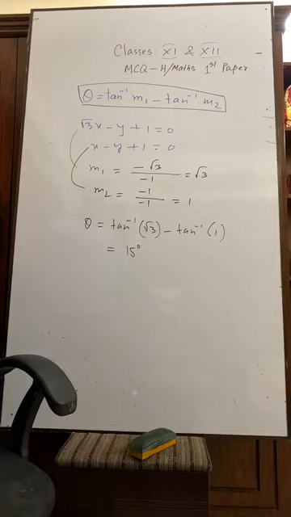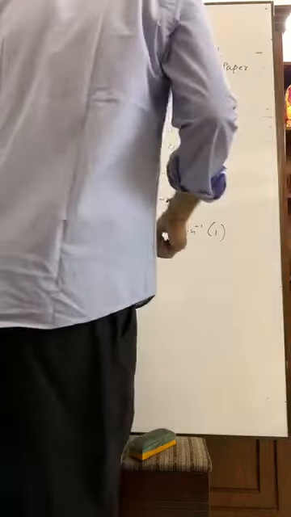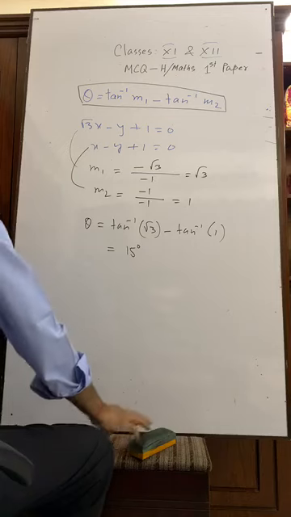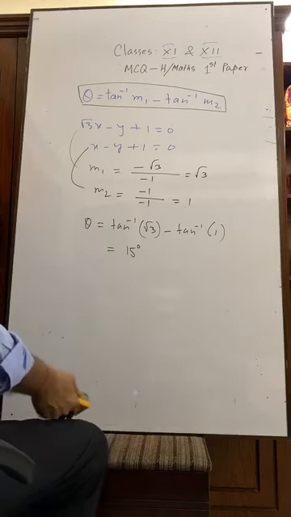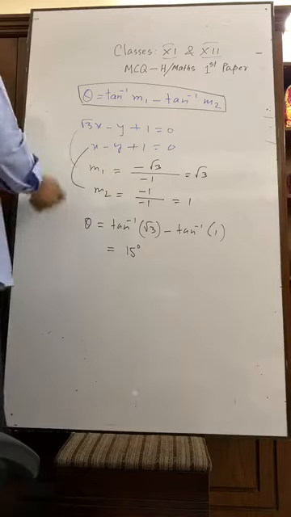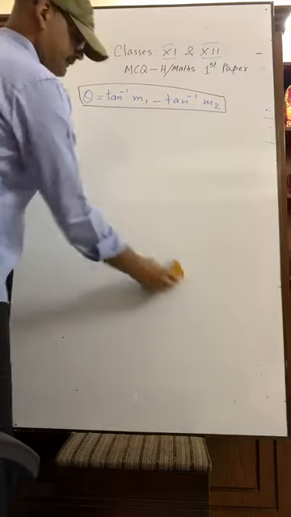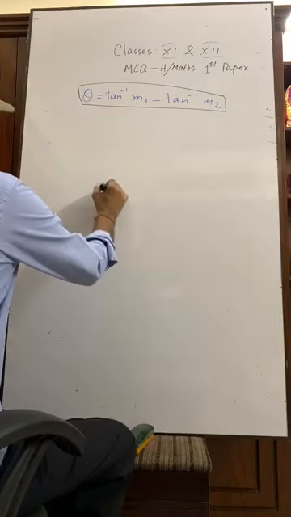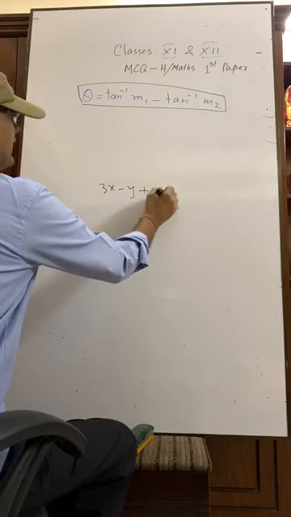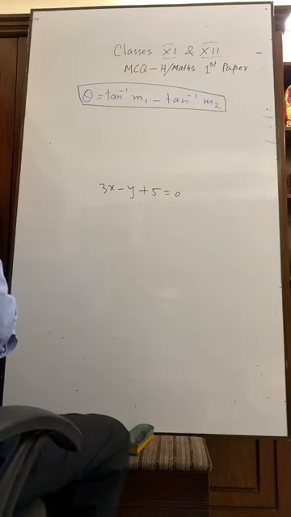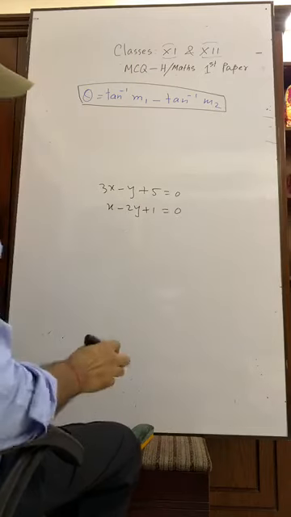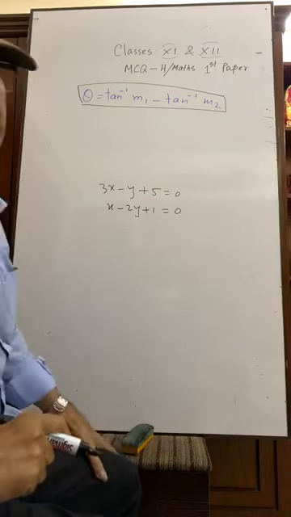Okay, next, it is your turn to find the angle between two straight lines. Find out, what is the angle between these: 3x minus y plus 5 equals 0 and x minus 2y plus 1 equals 0. Find the angle between these two straight lines. This is your turn to do.